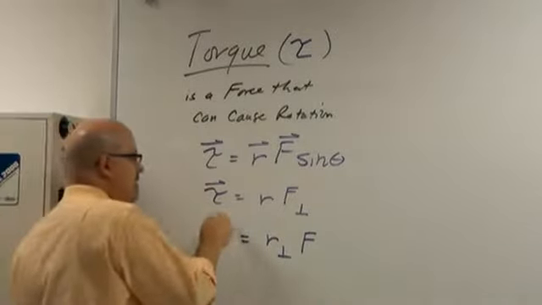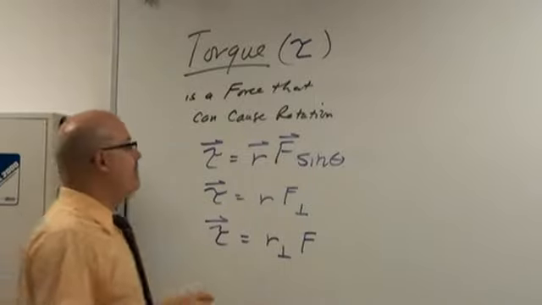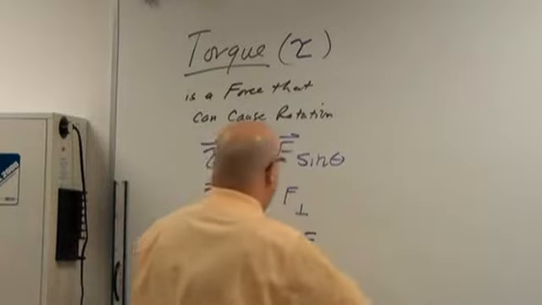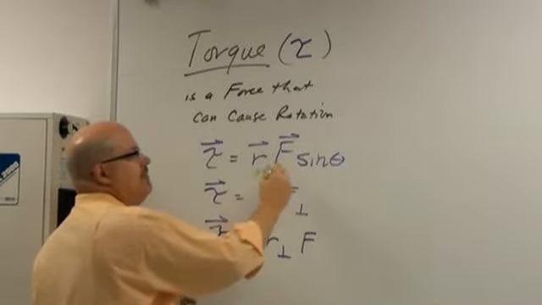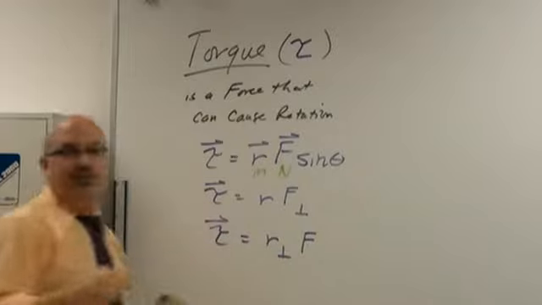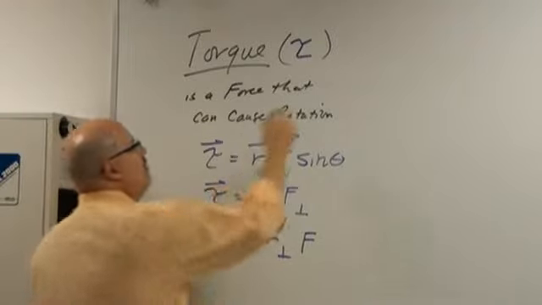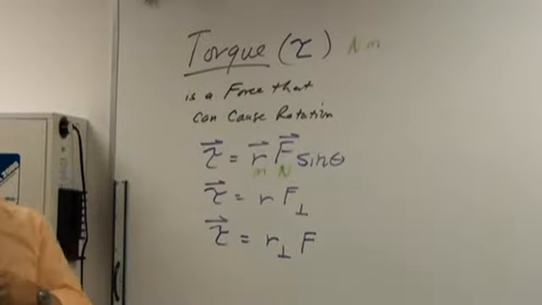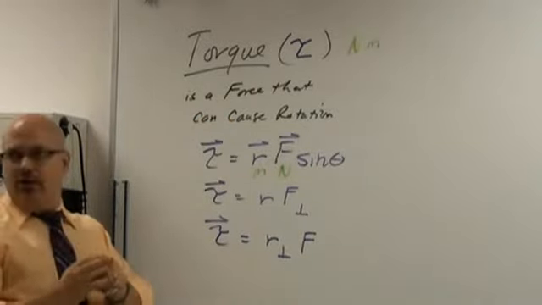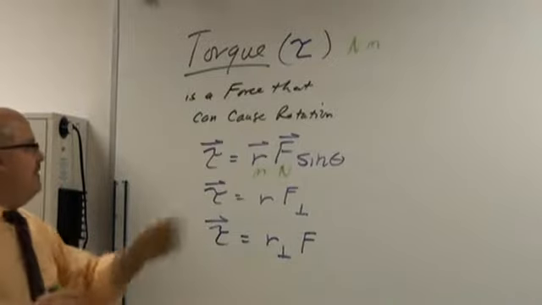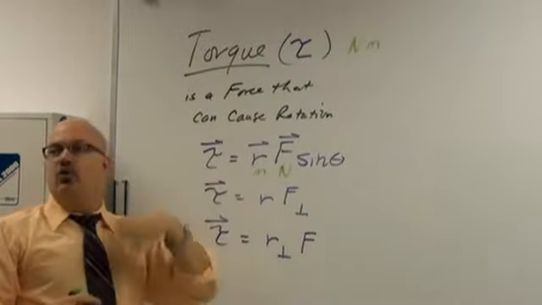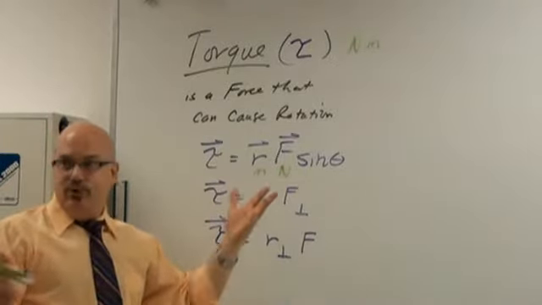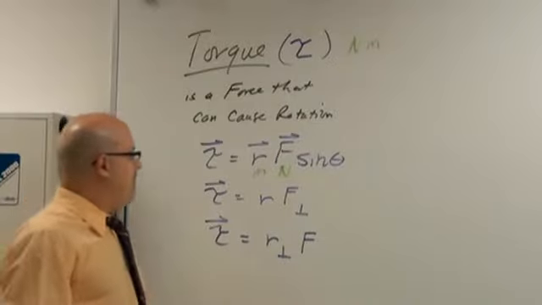Now, let's talk about units real quick. The units are meters times Newtons, or Newton meters is what they normally call it. Now that looks surprisingly like a joule, but it's not, because torque is a vector, and a joule is a scalar unit, so we just leave it as Newton meters. We don't change anything with it.